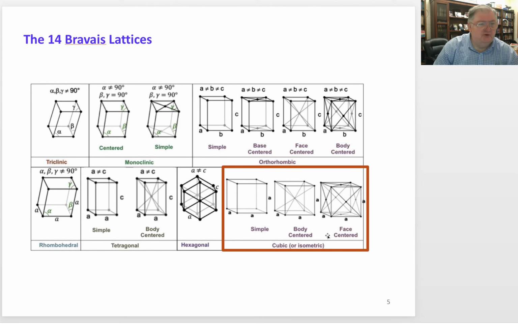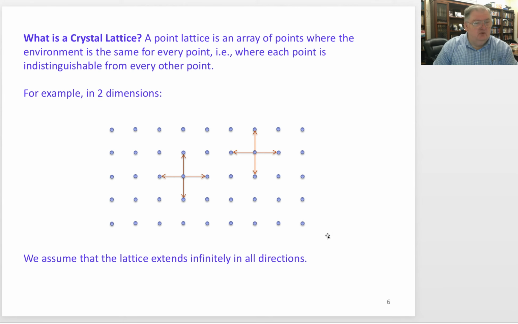Now, I've been using terms like crystal lattice and so forth. What exactly is a crystal lattice? Well, very simply, it's an array of points, such as what you see here in front of you, but not just any old array of points: an array of points where each point is indistinguishable from every other point. Obviously, what I drew here is a two-dimensional representation of a point lattice. You'd have to use your imagination as to what this would look like in 3 dimensions, which I don't think is hard to do.